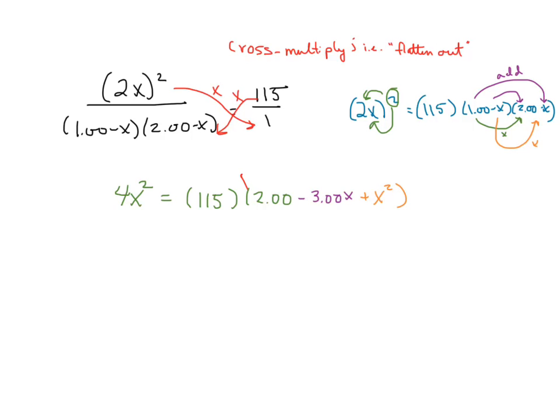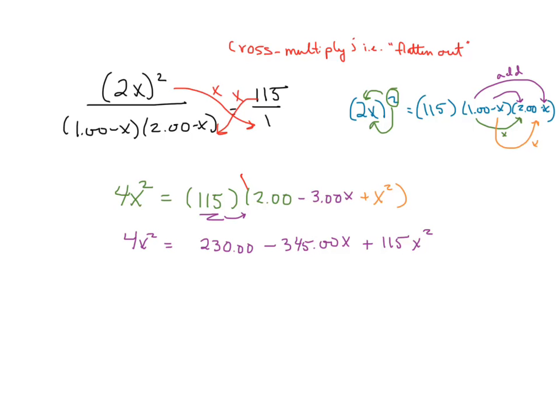Then my next step is to take this 115 through. 115 times 2 is 230. 115 times 3 is 345, so don't forget that's 345x. Like I said, in a minute I'm going to drop those decimals. 345x. And I will post this up there too. And the last one is just my x squared term. It's a positive x squared, so 115 times a positive x squared is a positive 115x squared.